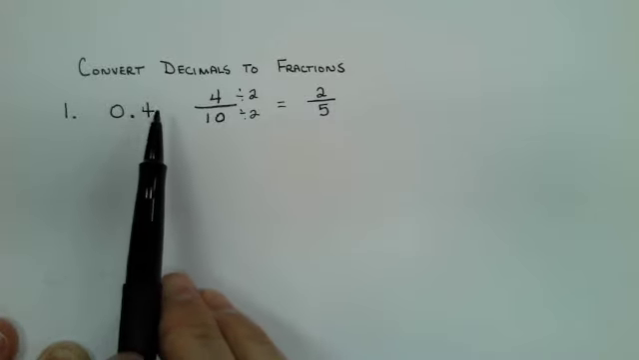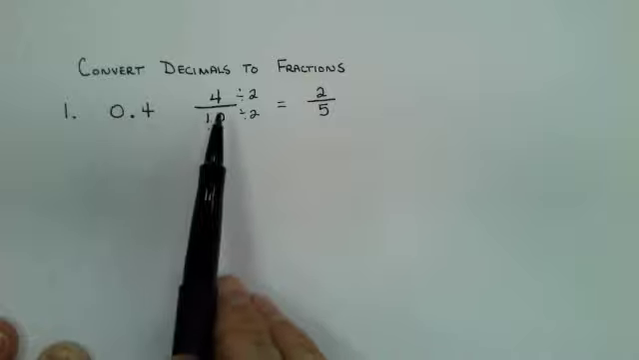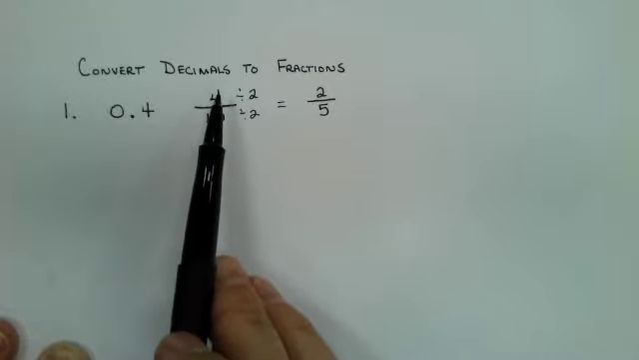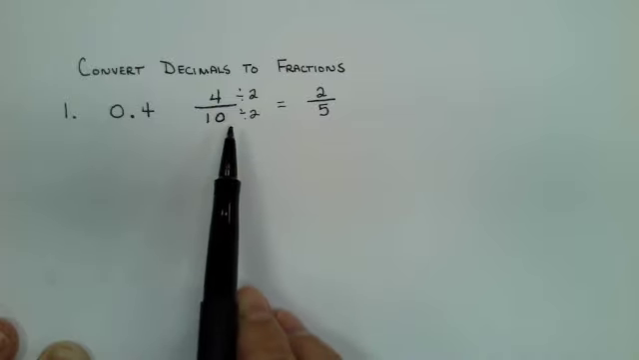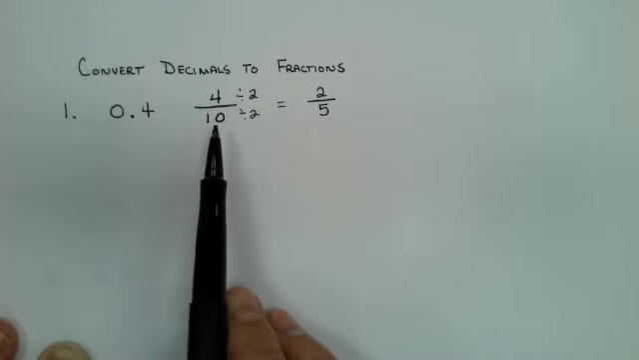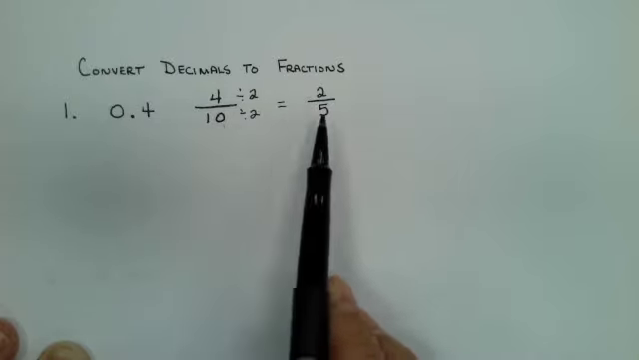So remember, I'm going to take my number that's after the decimal place. I'm going to put it in the top of the fraction. I'm going to count how many numbers there are after the decimal place. That's how many zeros go behind this 1. Always reduce a fraction. Example number 2.